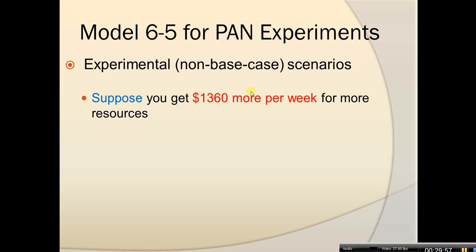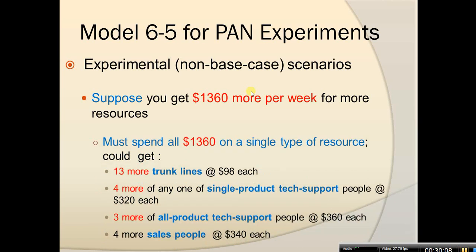So we're going to have the following assumptions, right? We assume that we have this budget of $1,360 more per week for additional resources. And so we also want to spend all $1,360 on a single type of resource. So we then get the following options, right, or following scenarios. We can add certain more trunk lines at $98 each. We can add 4 more of any one of single product tech support people at $320 each.